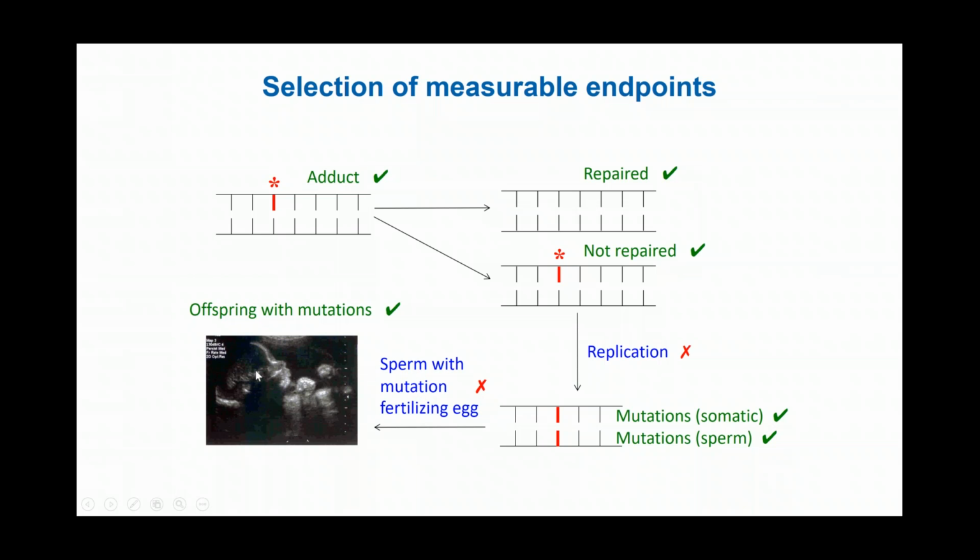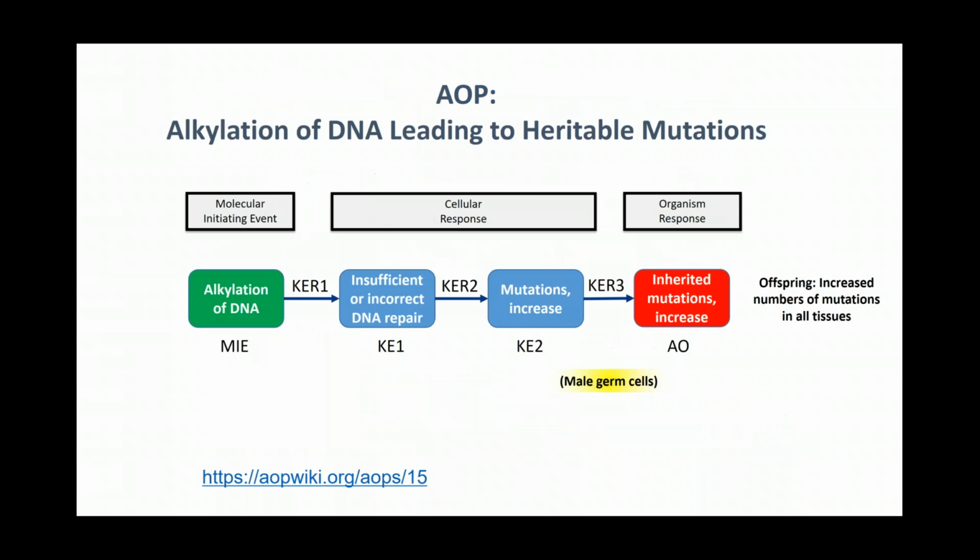Which we don't measure, but we can measure offspring with mutations. And this, of course, is the big challenge in germ cell genetic toxicology. It's the lack of really efficient tools to measure offspring with mutations. So we'd like to be able to quantify this AOP to reduce the needs to ever measure mutations in the actual offspring. So this leads us to our flow diagram, which is described here and found.